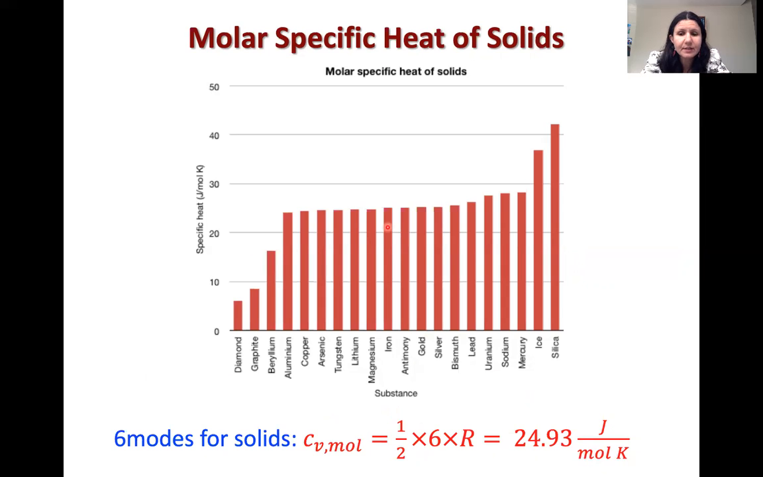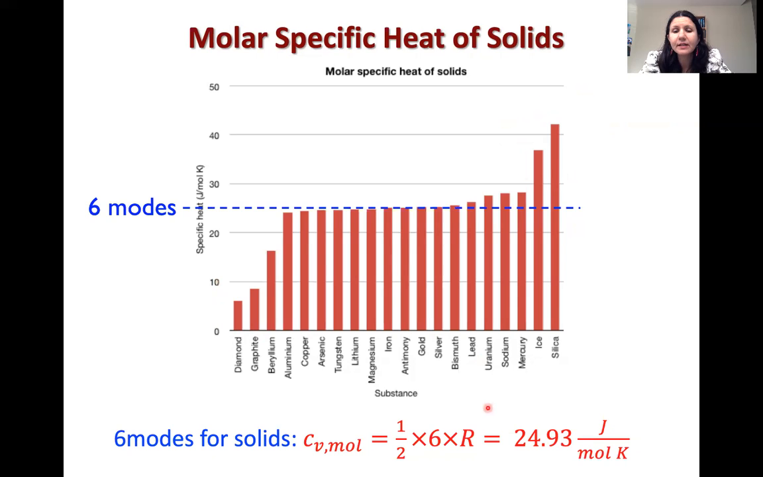So if you look at this plot, with the 6 modes, this is around where 25 is. So you could see that on average, it's not a bad model. A lot of these solids do have the same heat capacity of close to 25, but there are some weird ones, like diamond, which seems to be quite different. Graphite, water is always an odd one, silica here.